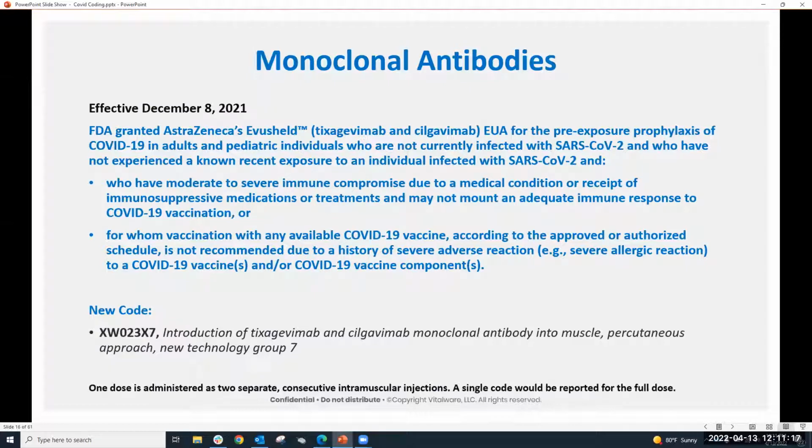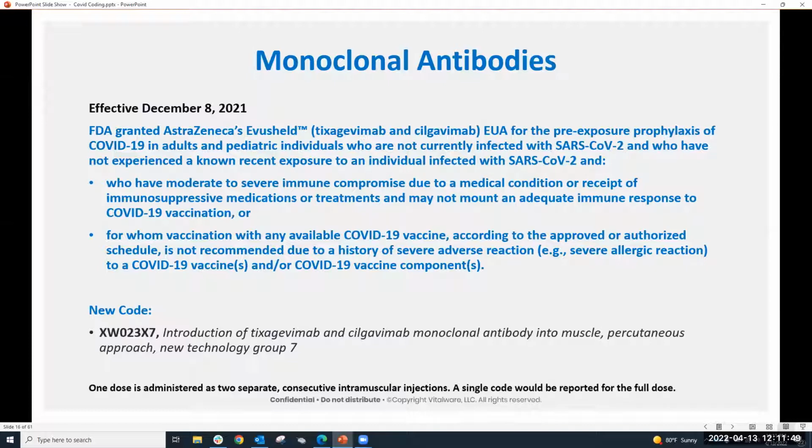So this is for patients who have moderate to severe immune compromise, either due to a medical condition or some type of medication they're on that compromises their immune system. And they are expected not to have an adequate immune response to a vaccination. So this is given instead. This is also recommended for patients who have had a history of a severe adverse reaction to a vaccination. So they would be given the monoclonal antibodies instead.